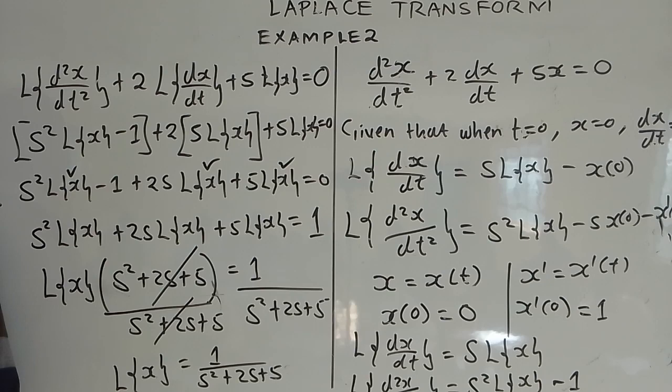Are we together? So if you look at this, here A is 1, B is positive 2, C is 5, isn't it? So which numbers give you a product of 5 and a sum of 2? They are not there, meaning you cannot use the factorization method. So if you cannot use factorization, you complete the square. Are we together? You complete the square.